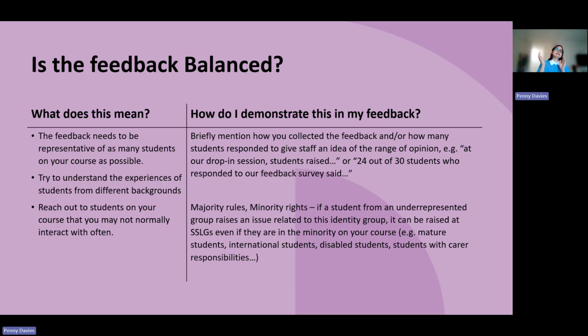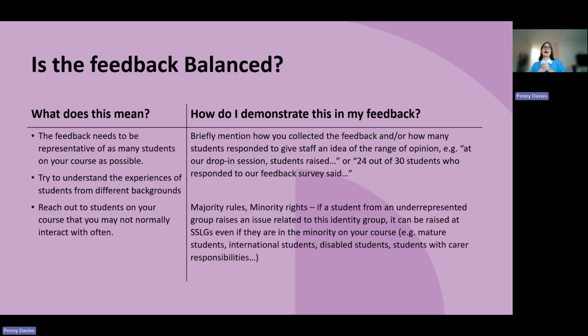So, is the feedback balanced? This basically means that the feedback you collect needs to be representative of as many students on your course as possible, and you can demonstrate this by explaining how you collected the feedback and how that makes it representative. So you might have run a focus group that only talks to 10 out of 60 students on your course. But if you explain that it was a focus group collecting detailed information, that shows staff the context in which this feedback was collected. And yes, if you survey people, say how many people filled in the survey.